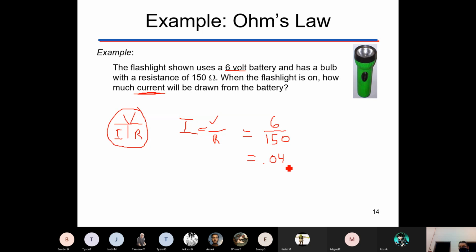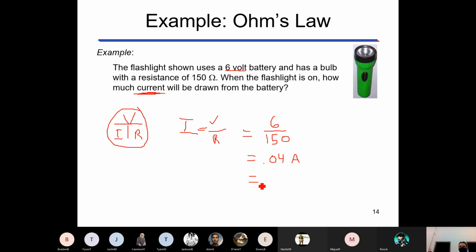Is that it, just 0.04? Yes, there's more. Give me like 2 more digits. You put an M for scientific notation, and an A for amperage. Is it 0.04 MA? No, it's 40 MA. Okay, thank you. So this is just 40 mA or 0.04 A.